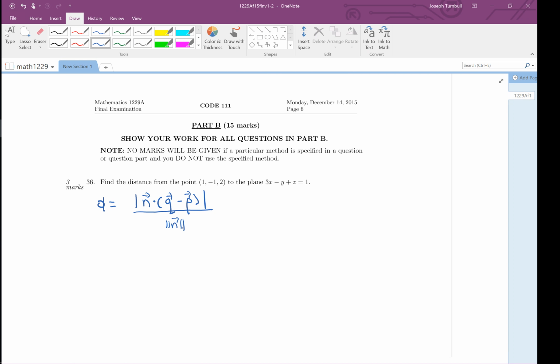Where Q is the point in question, and P is any point in the plane. So if you want, you could get a point on the plane by choosing an x value, choosing a y value, and getting the resulting z value. So to get the point, I'm going to let x equal 0, y equal to 0, and then find z.